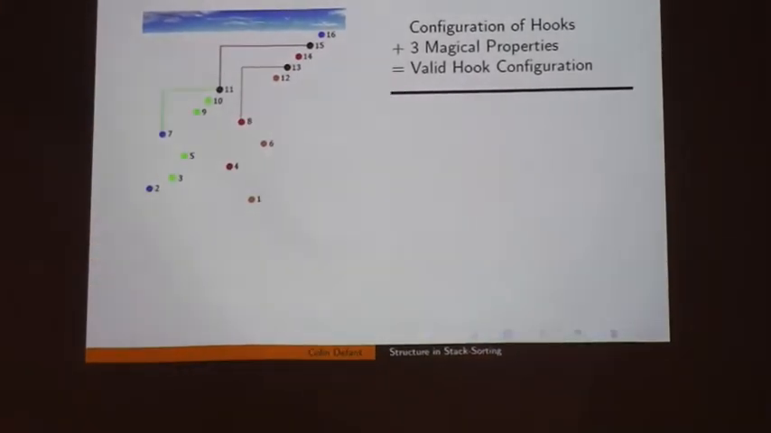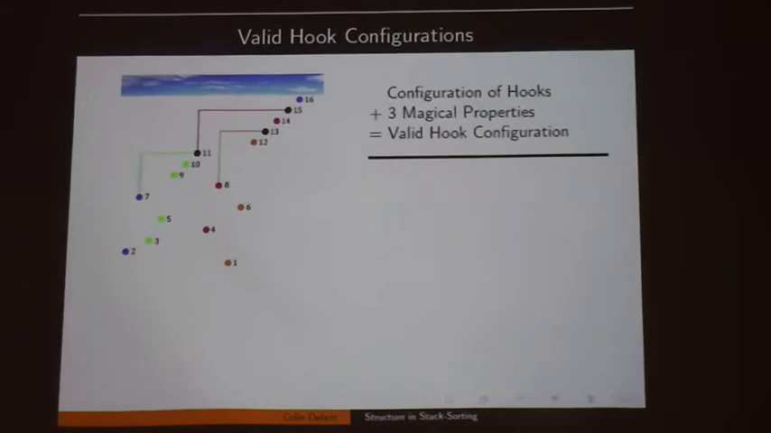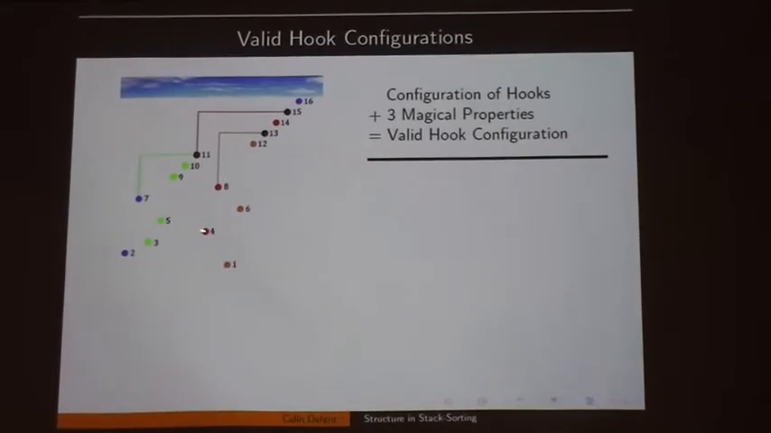And then the second caveat is that the points cannot see the vertical parts of these hooks. The vertical parts of the hooks are invisible to the points, which is why the 7 doesn't see the green hook. That's why the 7 is blue, it sees the sky. And similarly, that's why the 8 here is red and not orange. But the point is, it's some way of coloring this diagram, which is induced from this valid hook configuration.